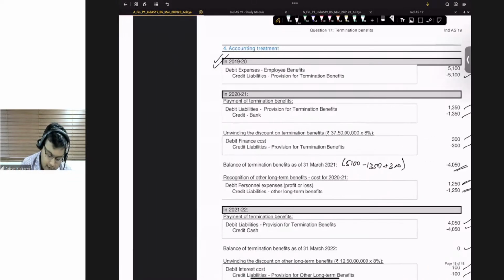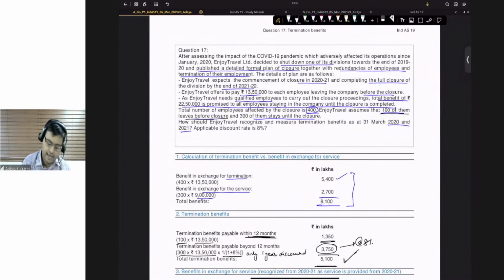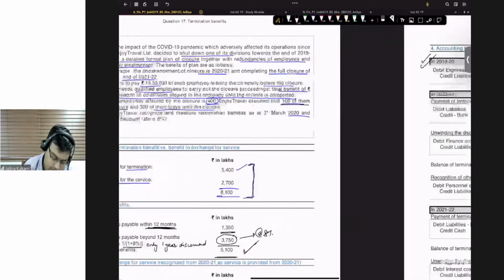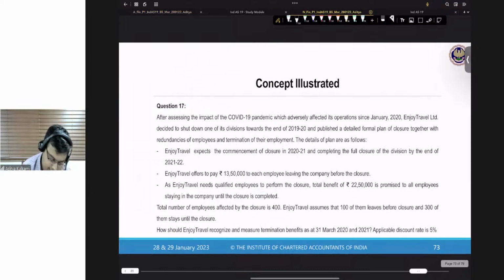The important part in this question was recognizing what are termination benefits and recognizing what is service benefits. This treatment is very important. Ye fix ho gaya, then you can have the remaining calculations coming out correct. Okay. So that takes care of this question.